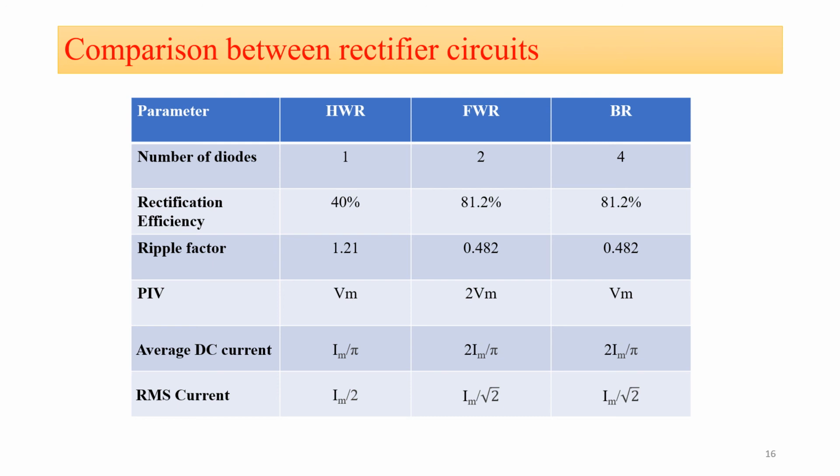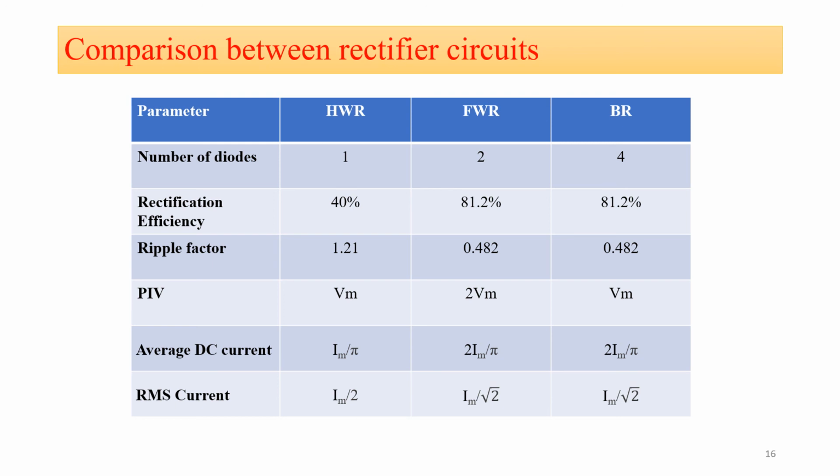Then the rectification efficiency. For the half wave rectifier it is 40%, but for the full wave rectifier and bridge rectifier it is 81.2%. Then the ripple factor is 1.21 or 121% for the half wave rectifier, and for the full wave rectifier and bridge rectifier it is 0.482 or 48.2%, which is very low. Then peak inverse voltage, PIV. PIV for the half wave rectifier is Vm. For the full wave rectifier with center tap transformer, it is twice Vm, but for the bridge rectifier it is again only Vm.